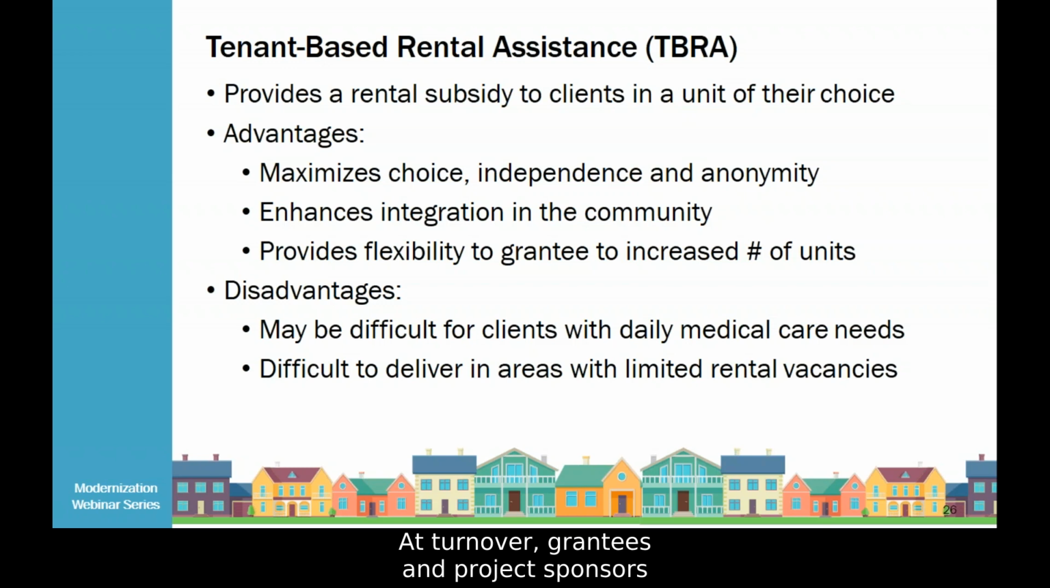At turnover, grantees and project sponsors can also choose to not reissue a voucher. So, whether it's because of budget issues and you feel like you have to scale back on your program, or maybe you just feel the program's not working, when you have the voucher turnover, you can not give it to a new household, and that's a nice way to kind of ease out of the program if you want. So there's lots of advantages with PBRA for both clients and for the sponsoring agencies.